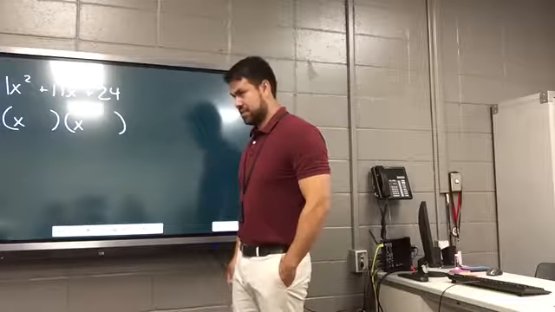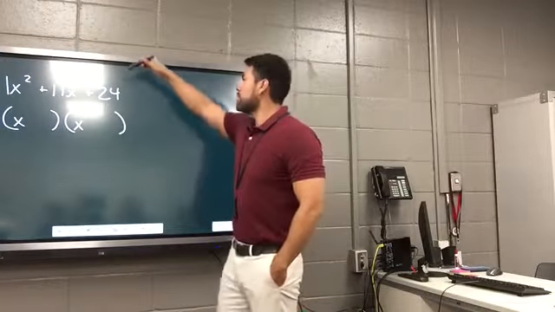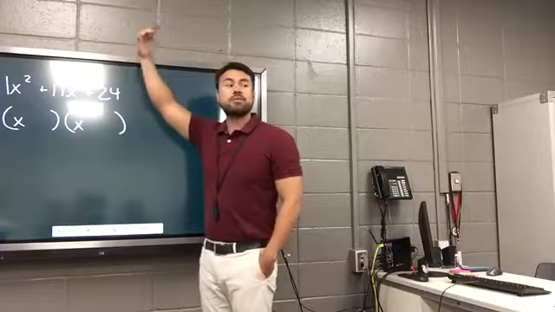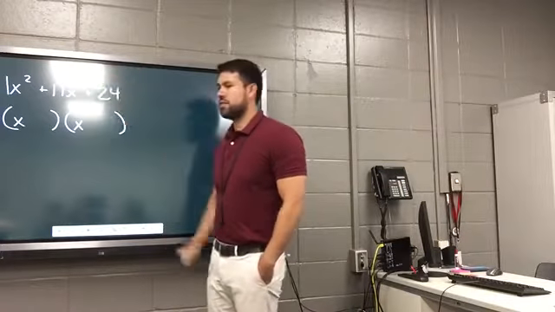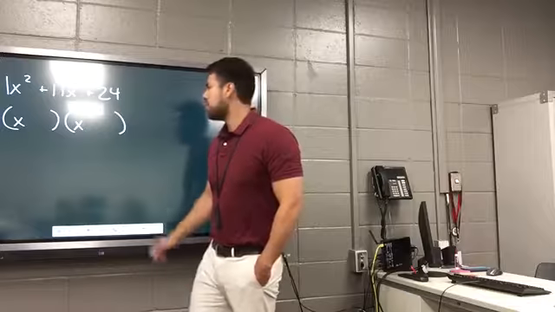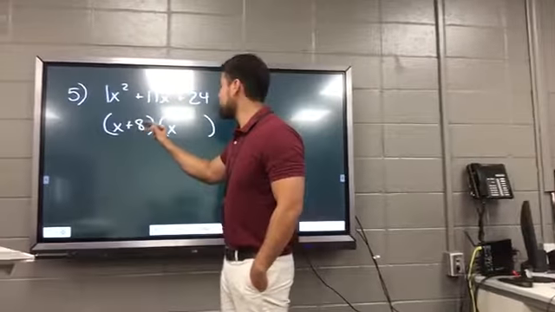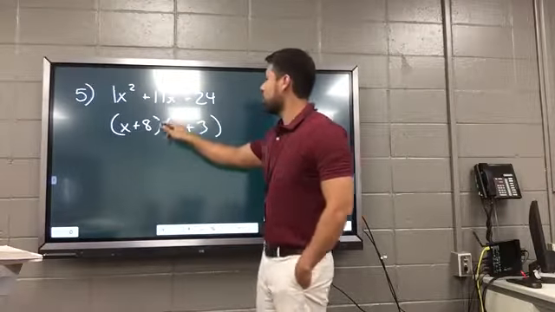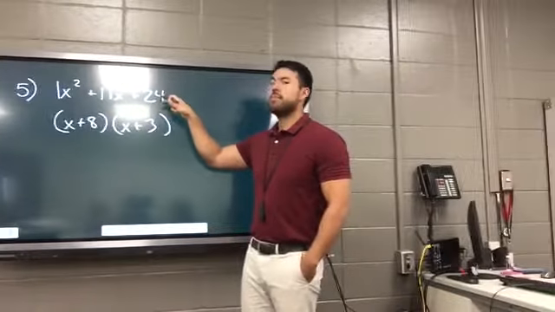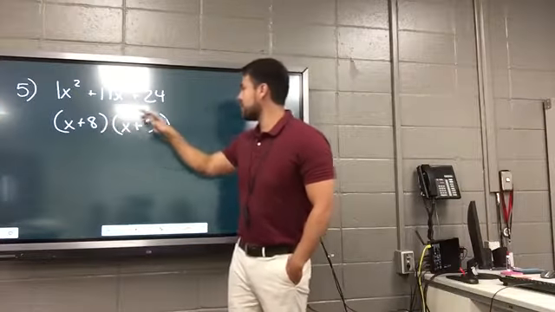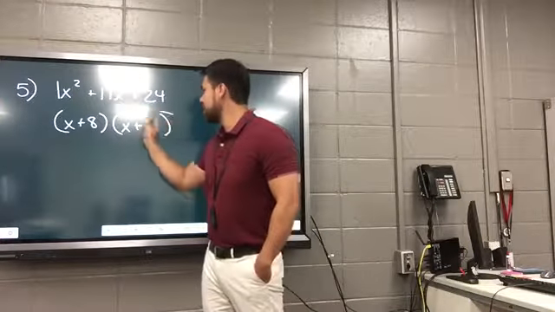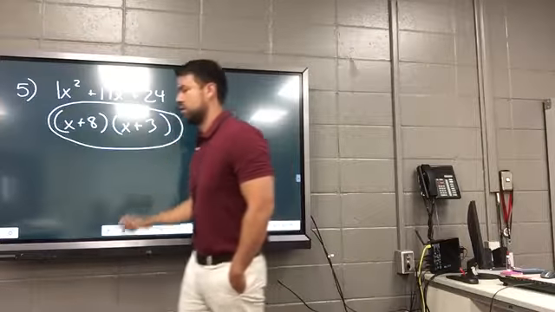What you multiply to get 24 is added. There you go. What two factors of 24 add up to be positive 11? So what are those numbers? Okay, I heard 8 and 3. So it's an easy check. What's positive 8 times positive 3? Positive 24. What's positive 8 plus positive 3? Positive 11. This is your factor. Okay?